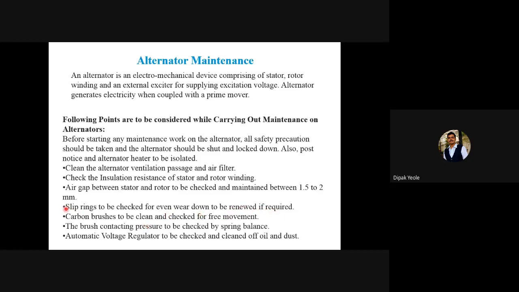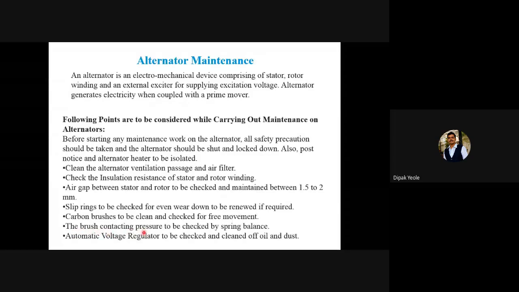We will have to check the slip rings too. If they are damaged, we have to renew or replace them. Carbon brushes are to be cleaned and checked for free movement. We have to check the carbon brushes, and the purpose of carbon brushes inside the alternator is to collect the current. In the case of a motor, the purpose of the brushes is to supply the current. So you have to keep that difference in mind.